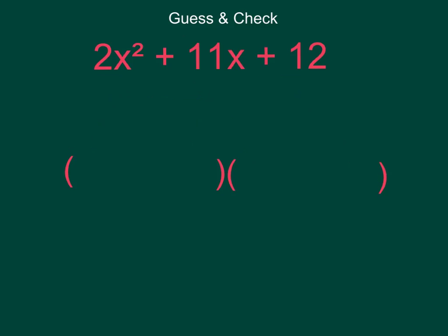So for today's lesson, I am just teaching you the method of guess and check. However, there is another way of doing this. It's more of a systematic step-by-step process, and I call that the AC method. But that will be a different video.